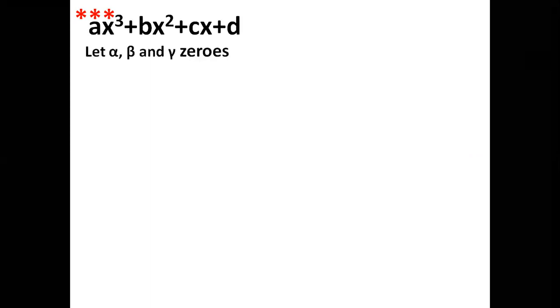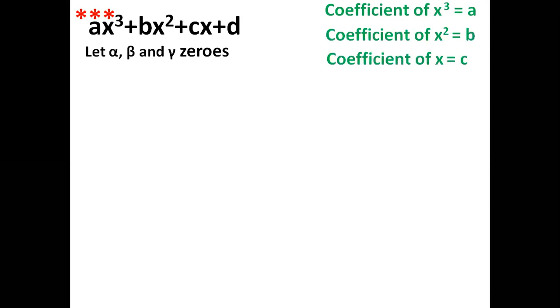Already we learned in polynomials, that is for the cubic polynomial ax cube plus bx square plus cx plus d. So it is the cubic polynomial of degree 3. So it has 3 zeros. Let those zeros be alpha, beta and gamma. Now I am writing the coefficients for this cubic polynomial at one side. Coefficient of x cube is equal to a, coefficient of x square is equal to b, coefficient of x is equal to c, and the constant term is d.